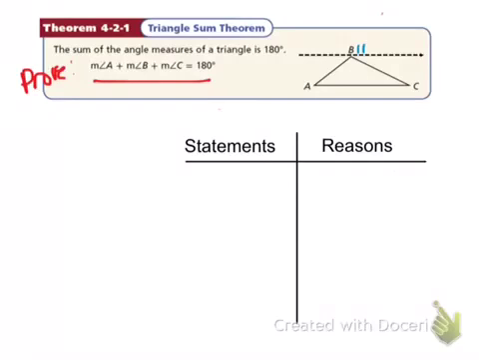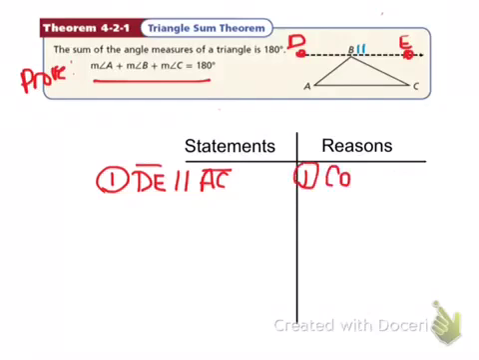So what I did was I drew a line, and I can put whatever points I want on my line. So I'm going to use D and E. When I draw, I can draw any line I want to. I want to draw a line so that DE is parallel to AC, and that's a construction. You can construct a parallel line.